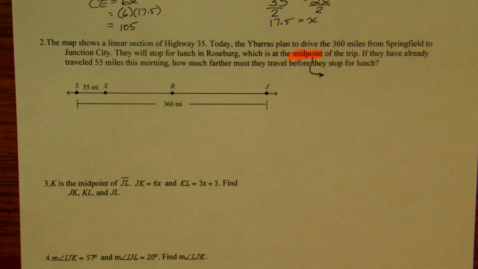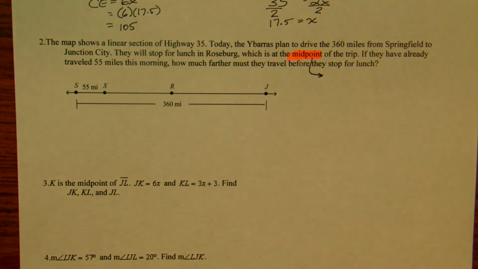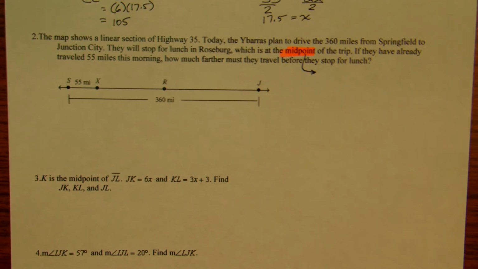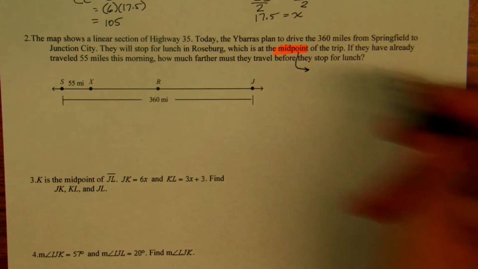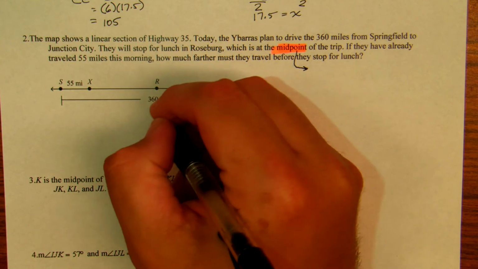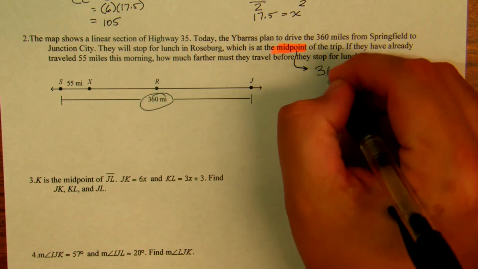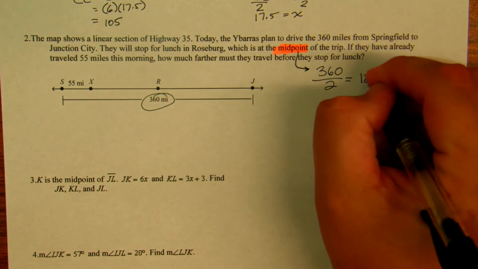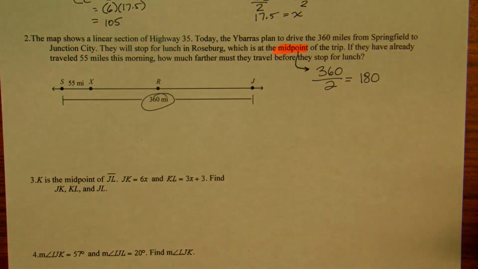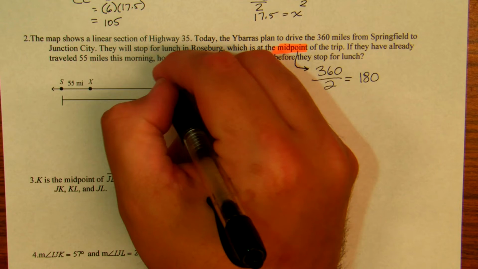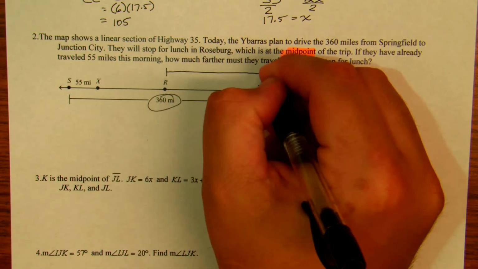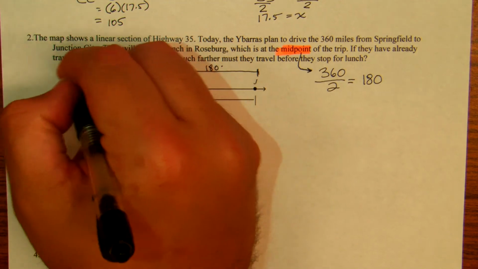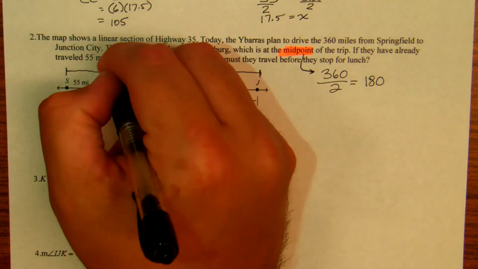Okay, now, what does the midpoint tell you? Half of what? Half of 360. So take the 360 miles, divide that by 2, and that's going to give you 180. So that tells me, and that should tell you, that from here it's 180 miles, and from here it's 180 miles.